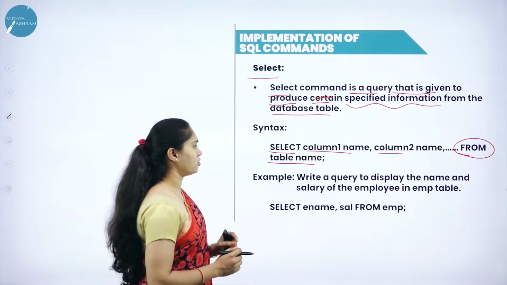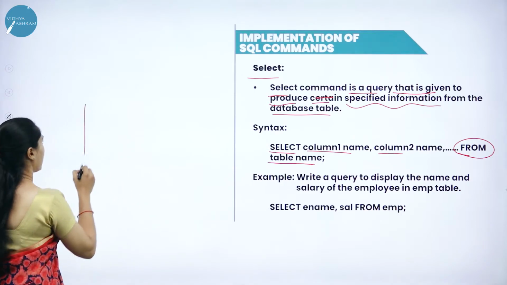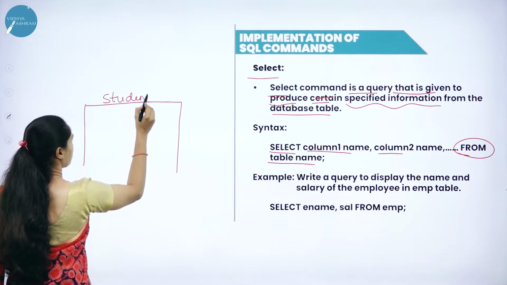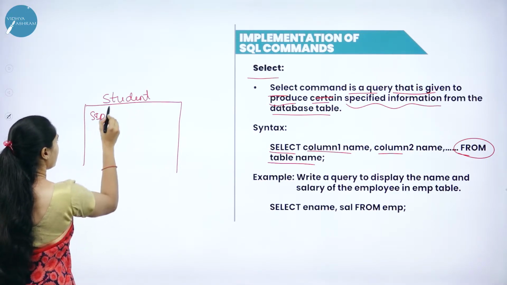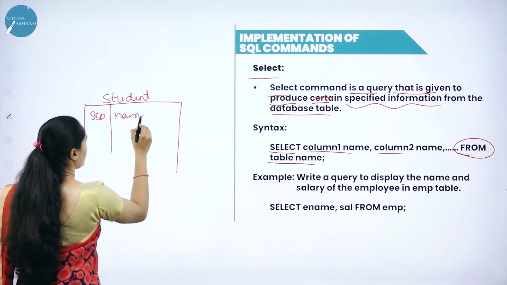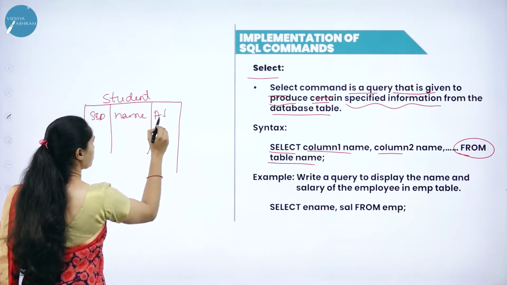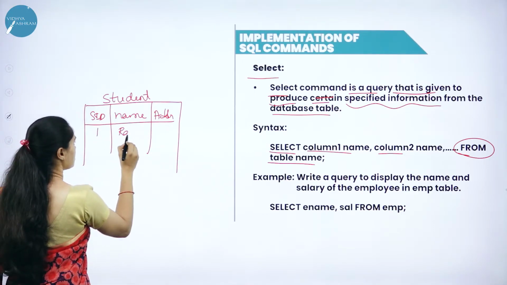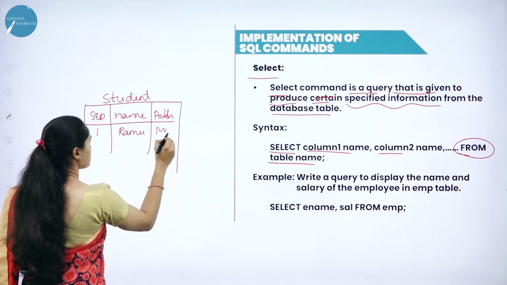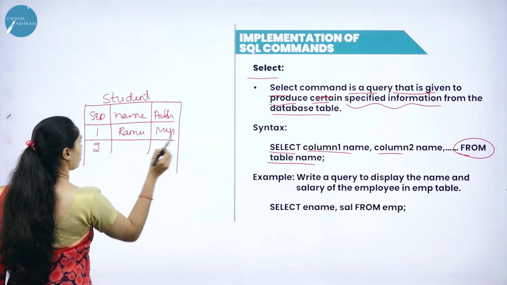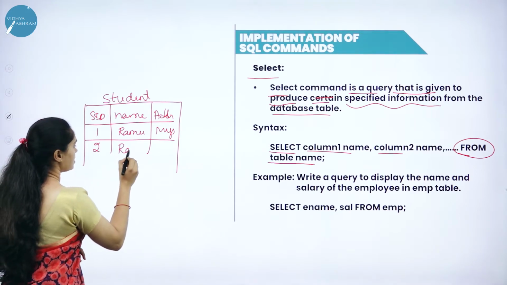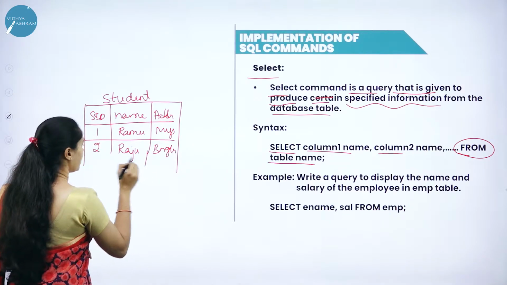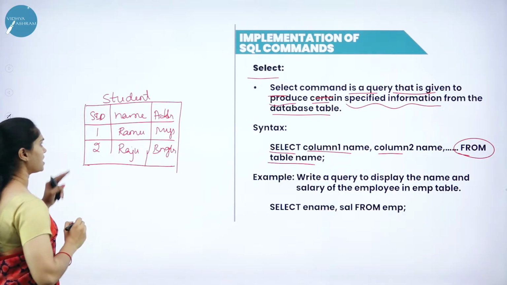So if I wanted to write a query, consider I have a student table. Consider student is the name of a table and I have a student ID, a name and a place or address. Consider the student ID as 1, the name as Ramu, and the address as Mysore. Let me take one more tuple, student ID 2, consider this as Raju, and consider this as Bangalore. So these are the two tuples or records in my student table.